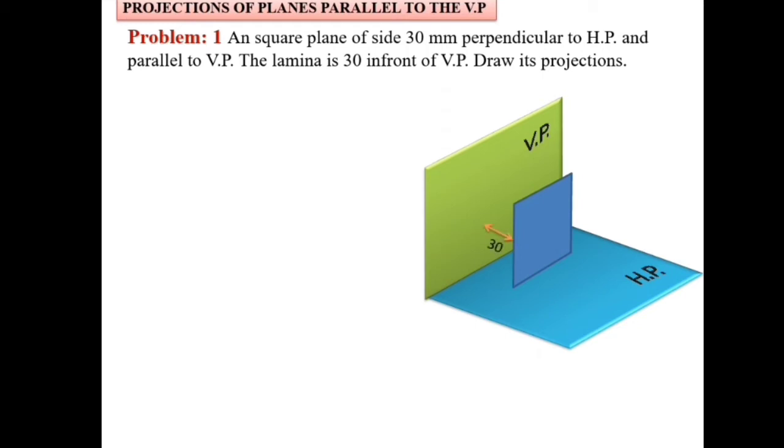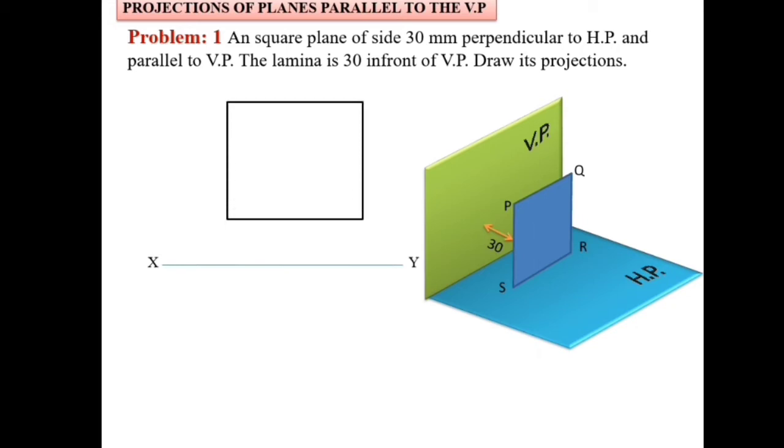That means above the XY reference line you will draw a square. Draw an XY reference line, and above it you will draw a square. The square side is 30 mm. And next, you know that when you are watching from the top view, you will get a straight line. So here you will locate the points, as this is the front view.